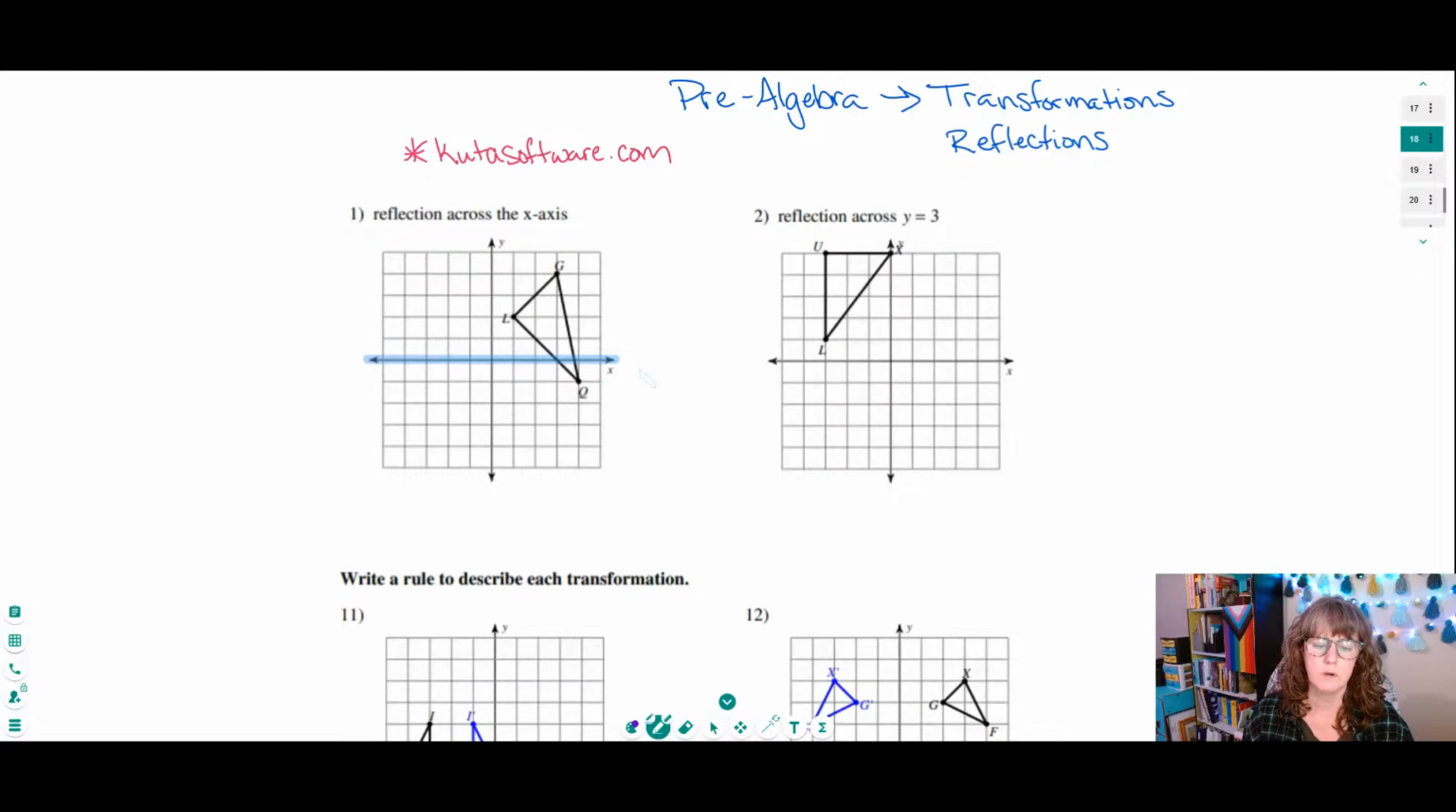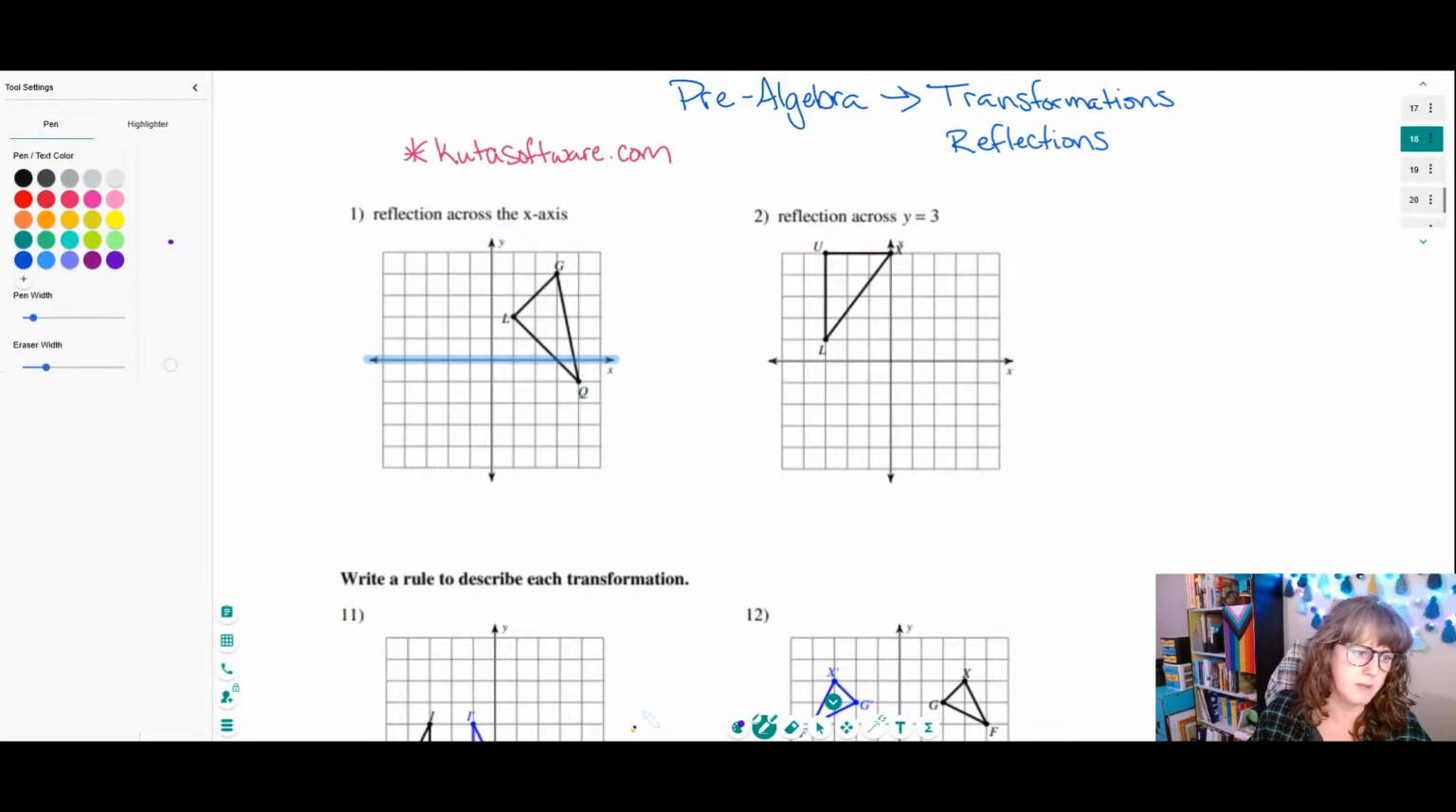One way that we can do it is just by counting how many units away from the line that we are reflecting. So I'm going to show you with this first problem, and I'll show you a different way in some of the other problems, or maybe with the same problem. So point Q is 1 unit below the x-axis, so then that means Q prime is going to be 1 unit above the x-axis. So that's where Q prime is going to be located.